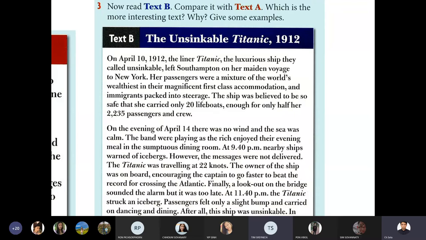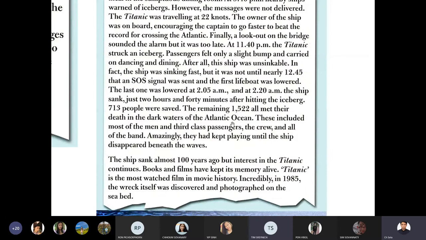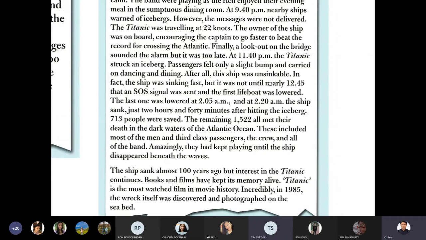The Titanic was traveling at 22 knots. The owner of the ship was on board, encouraging the captain to go faster to beat the record for crossing the Atlantic. Finally, a lookout on the bridge sounded the alarm, but it was too late. At 11:40 p.m., the Titanic struck an iceberg. Passengers felt only a slight bump and carried on dancing and leaning. After all, the ship was unsinkable. In fact, the ship was sinking fast.